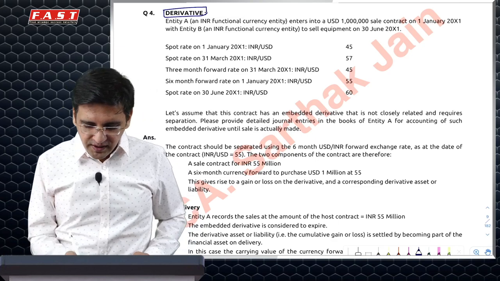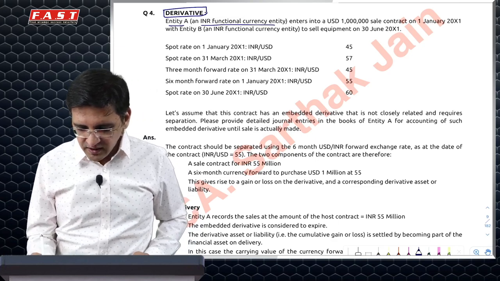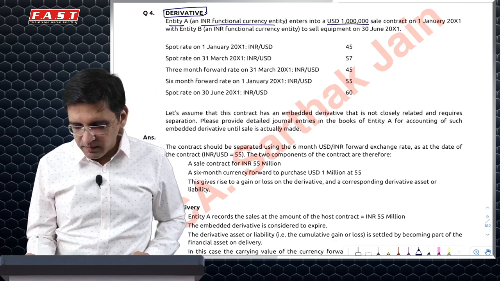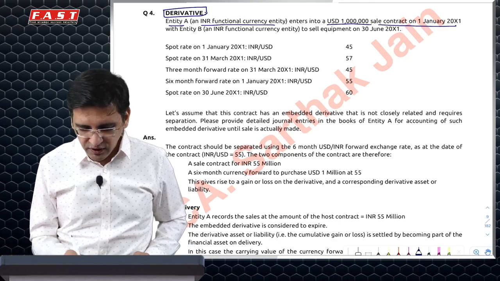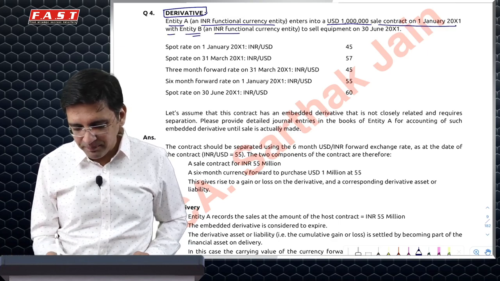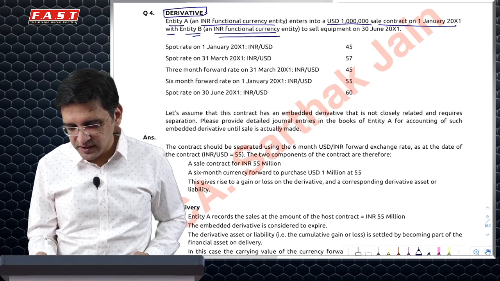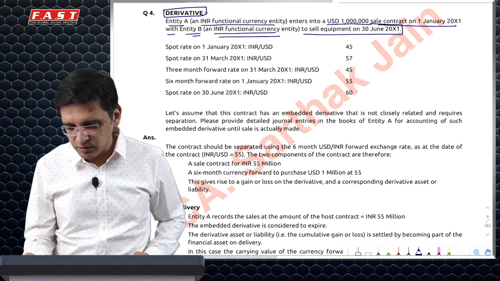Derivative related question says entity A, INR is the functional currency, enters into a 1 million sale contract on 1st January 2001 with entity B, again INR being the functional currency, to sell equipment on 30th June 2001.